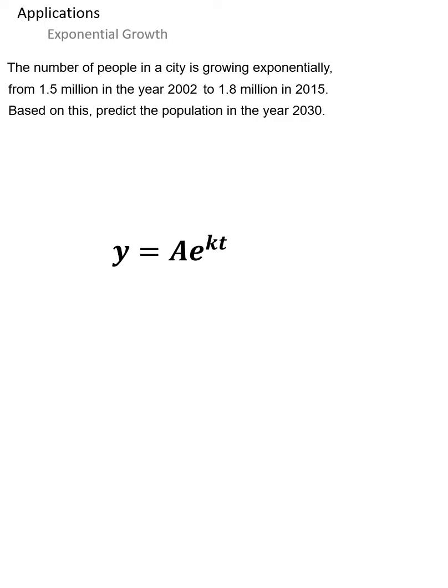And in this equation, you'll see there are 5 letters. Let's go over the significance of each of them. In this exponential growth model, y represents the quantity of interest. In this particular problem, the quantity that we're interested in measuring is the population of the city. So y would represent population in this problem.